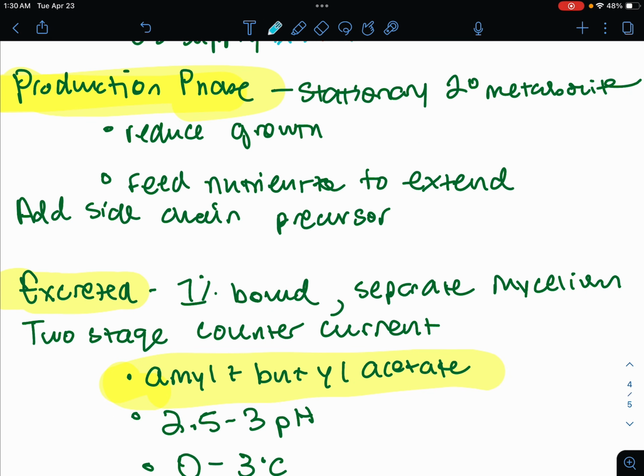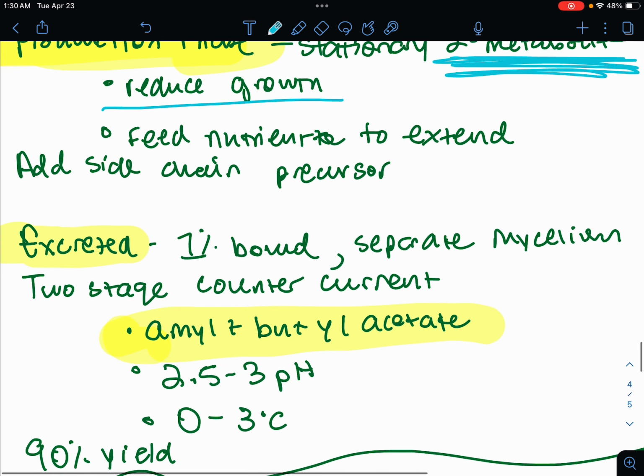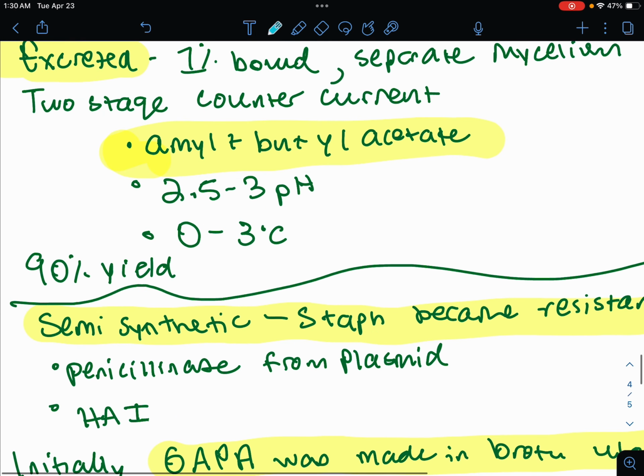All right, production phase. This is where you're going to reduce the growth. This is where the stationary phase secondary metabolites are made. Feeding nutrients, you could extend this period. The production of a specific type of penicillin is controlled by adding the side chain precursor. So this is where you would also add the side chain precursor if you want to make a different penicillin.